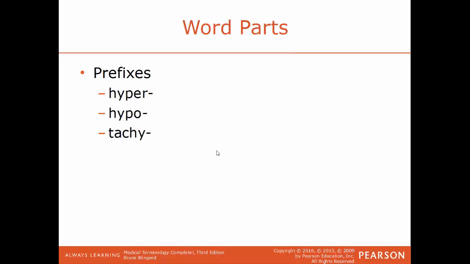Hyper, in excess of. Hypo would mean lower than or less than. And tachy means fast. So brady and tachy are exact opposites of one another. Same thing with hyper and hypo, exact opposites of one another.